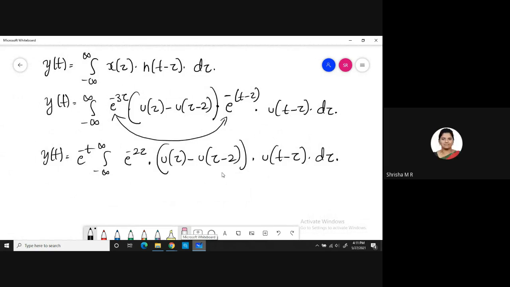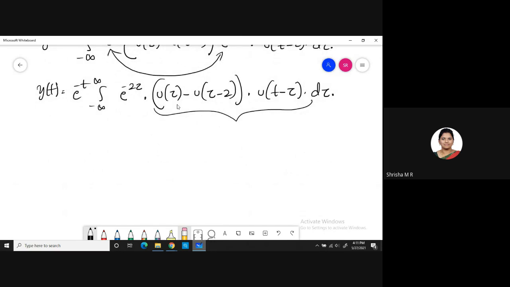Yes, ma'am. So now the integral value will depend on these two functions, this function and this function. So try to plot this u of tau minus u of tau minus 2 and you plot u of t minus tau. So we shall try plotting this. So u of tau is nothing but u of t, unit step. Okay. U of tau will exist from 0 and it will go up to infinity with an amplitude 1. Okay, and u of tau minus 2, from where it will start and where it will end?